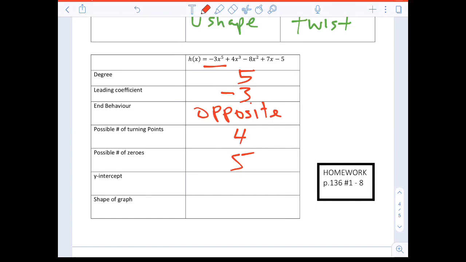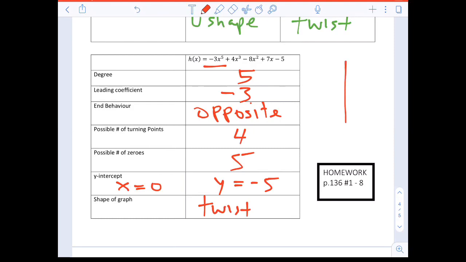My y-intercept, so if I plug in 0 for x into each one of those terms, the only one that doesn't have an x is that -5 on the very end. That's the only term that won't become 0 when I substitute in x as 0. So that means that's going to be the only number that remains. And finally, the shape of the graph, we have an odd degree, so it's going to be a twist.